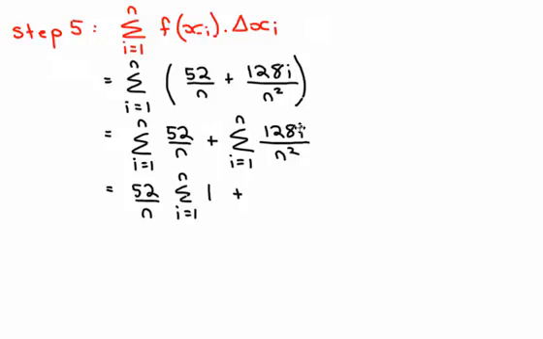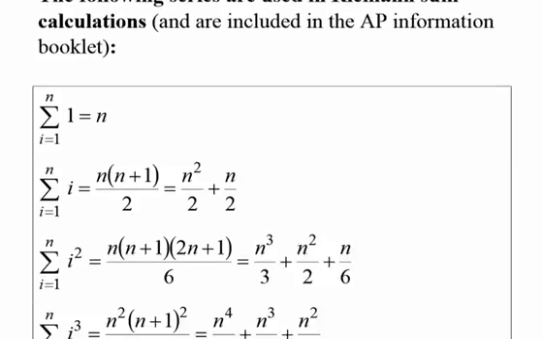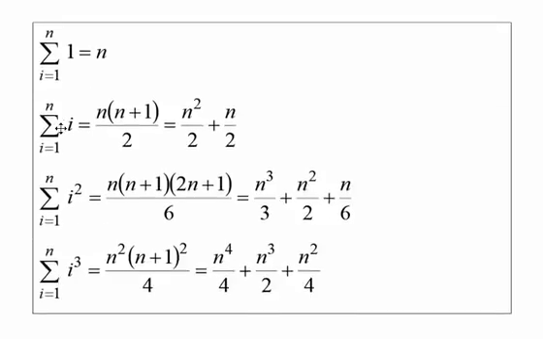Plus, same thing here, anything that doesn't have to do with the variable i can come out. It's basically like taking out a common factor. So 128 over n squared comes out. 128 over n squared, and we sum, and we're left with an i, and that's from i equals 1 up until n. This is when we go back and look at those series, or those formulae that are given in the formula sheet. So let's actually go back here. There we go. The sum of 1 is n, and the sum of i is n squared over 2 plus n over 2. So we can go straight there.